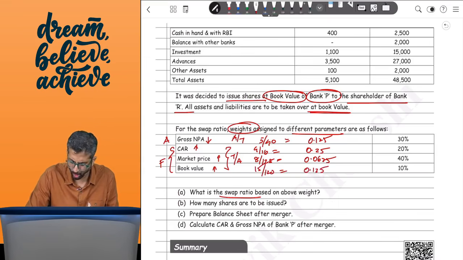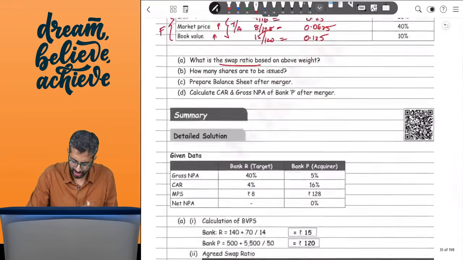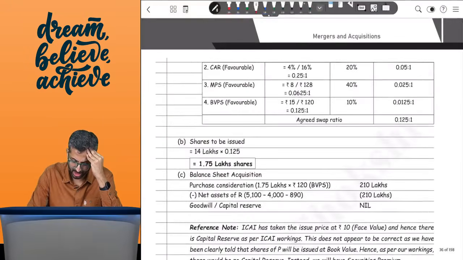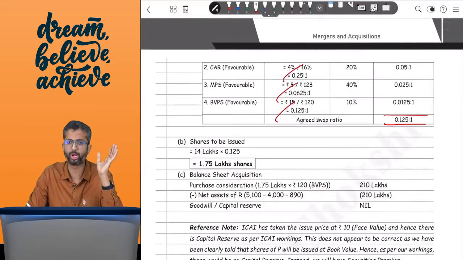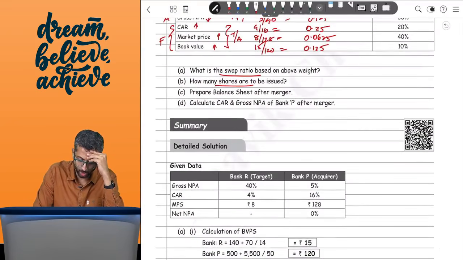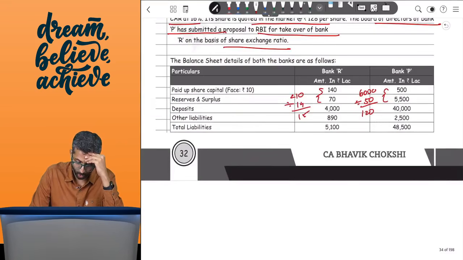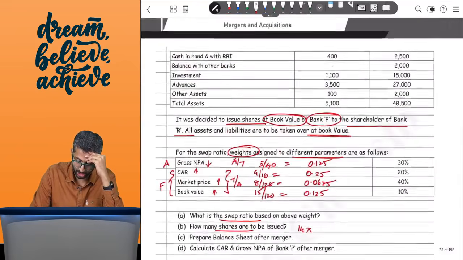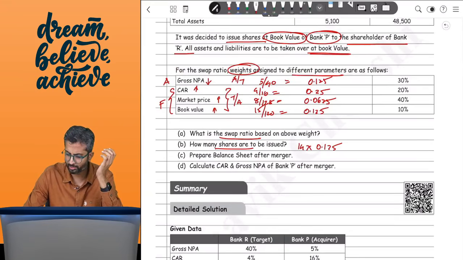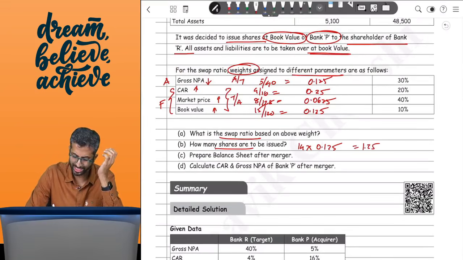So these are the four ratios and the weights. If you apply those weights as given over here: 0.125 is the first case, 0.25, 0.0625, 0.125, and if I take the weighted average it comes to 0.125. The second part says how many shares are to be issued. Well, target has 14 lakh shares, so 14 into 0.125 is 1.75 lakhs, 1,75,000.